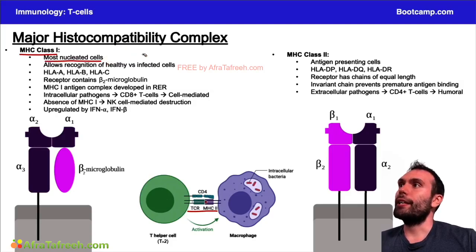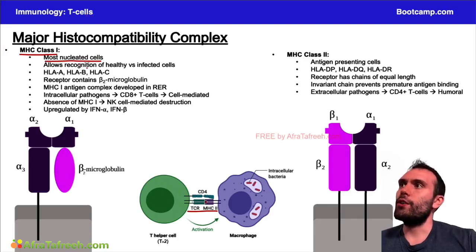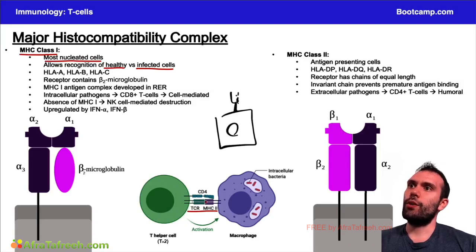Now, the key is the MHC1 receptor is essentially looking at every cell, and it's making sure that there's nothing suspicious going on with all of our cells. So it allows for recognition of healthy versus infected cells. So you can imagine, right? If you just have some normal cell here, okay, this normal cell is doing what it's supposed to be doing, and on its surface here, it has this MHC1 receptor.